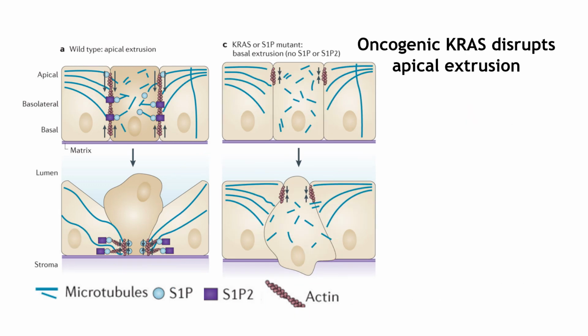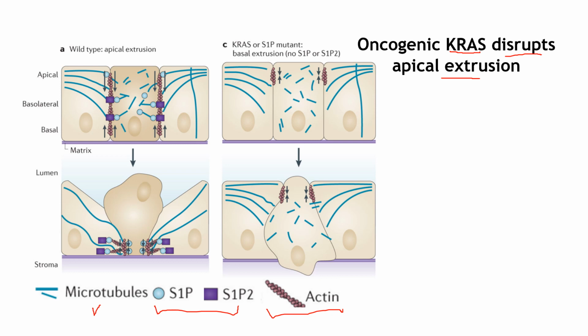Okay, so now we are going to talk about this mutation in RAS, and that this will disrupt the apical extrusion. So I want you to observe the figures and tell me what is the difference. Is the difference in the microtubules? Is the difference here in the S1P, or is the difference in the actin? And again, write it down. Stop the video and write it down, and upload it on Moodle and tell me what is the difference.